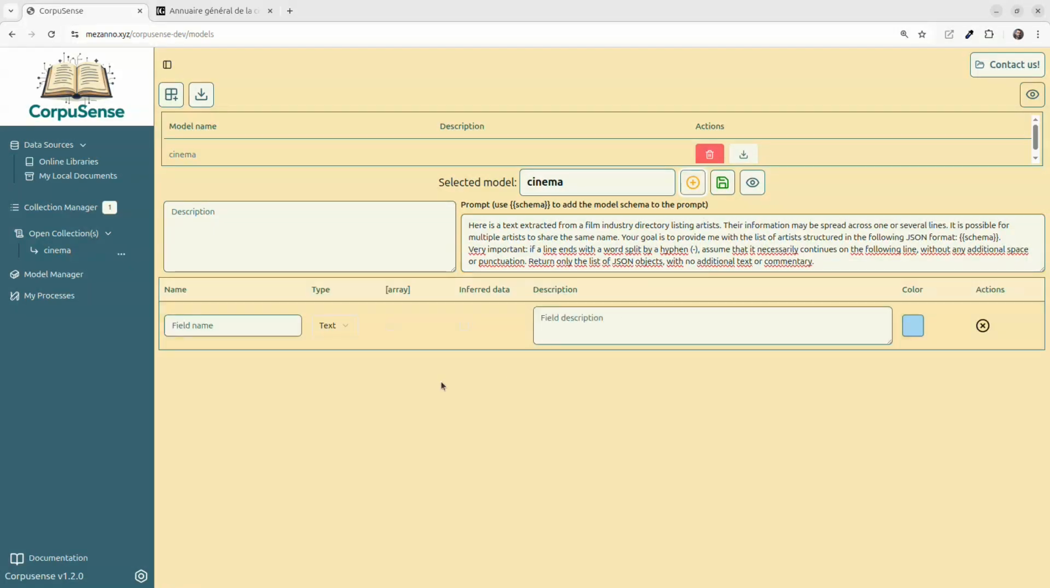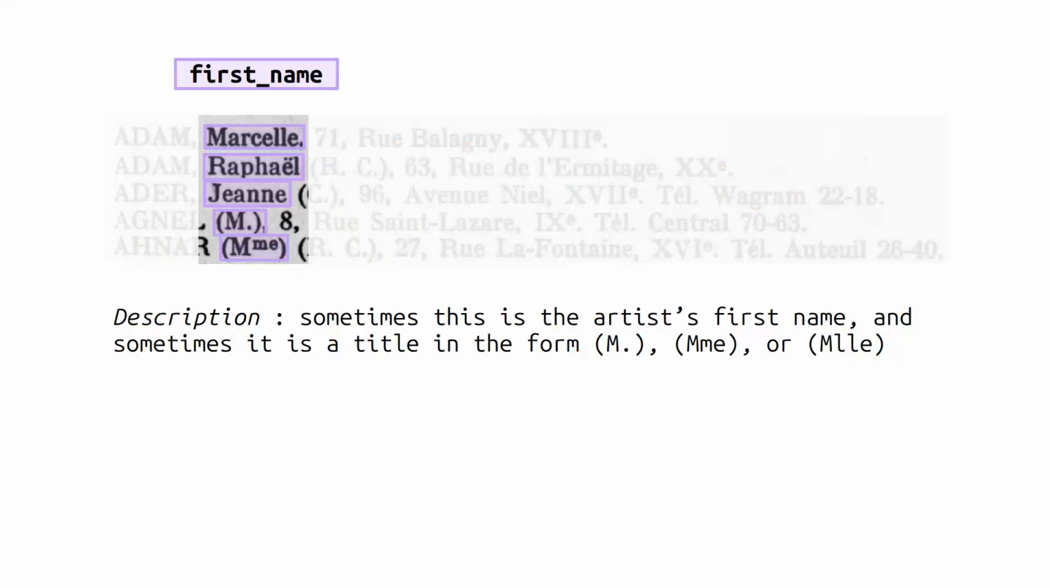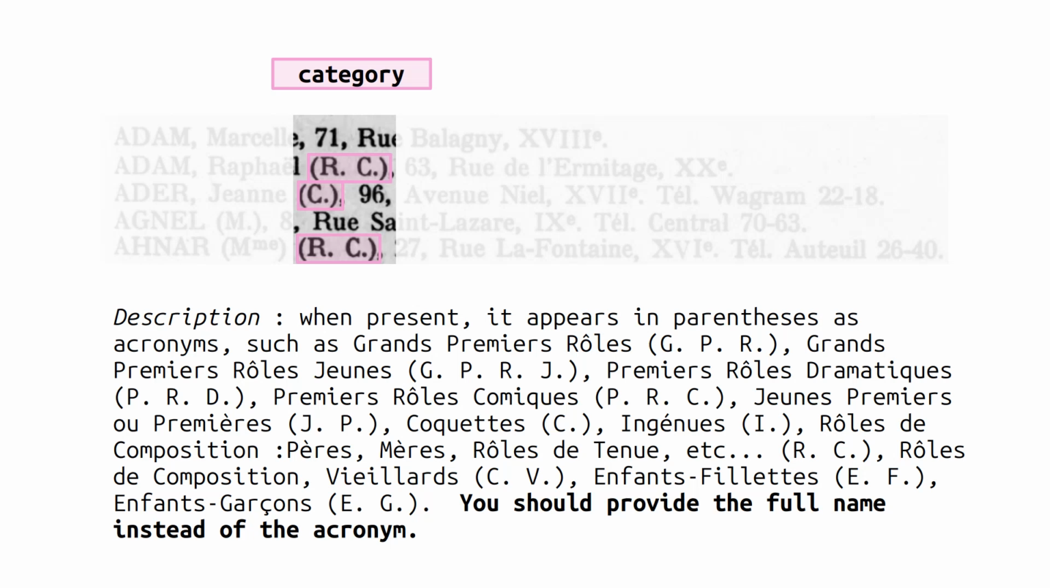Next, we add the fields one by one. Last name, the artist's last name. First name. Sometimes this is the artist's first name and sometimes it is a title in the form of Mr., Madam, or Miss. Category. When present, it appears in parentheses as acronyms, such as Grand Premier Rôle, Grand Premier Rôle Jeune, and so on. You should provide the full name instead of the acronym.